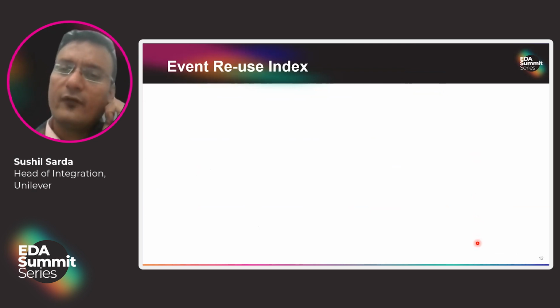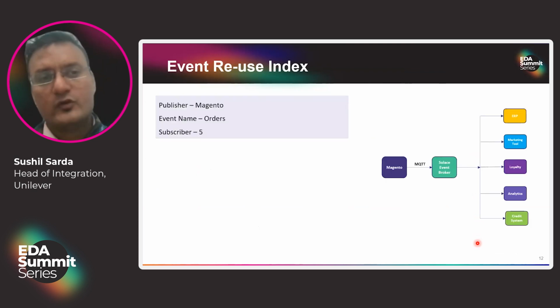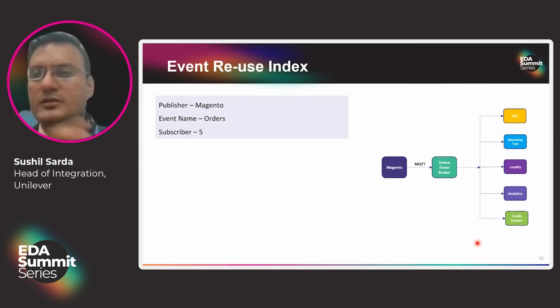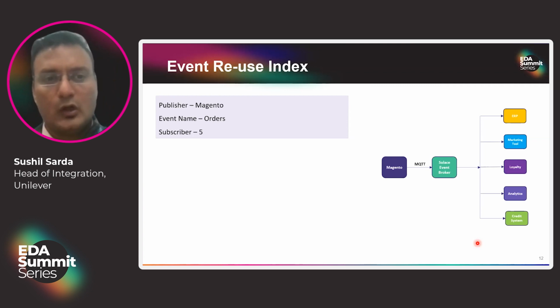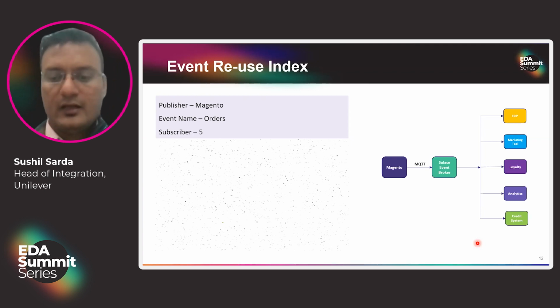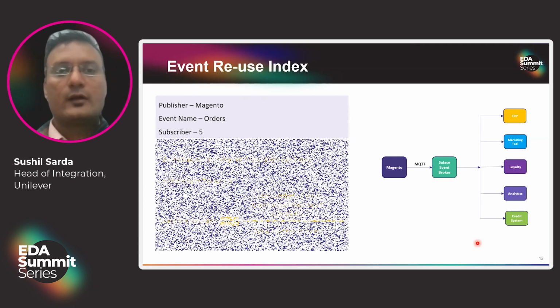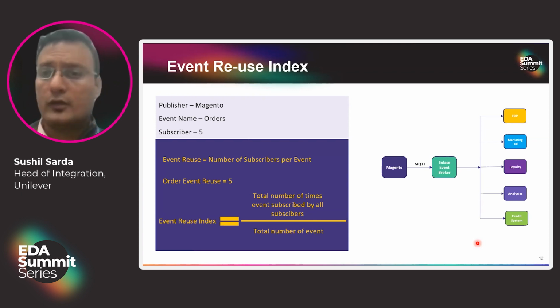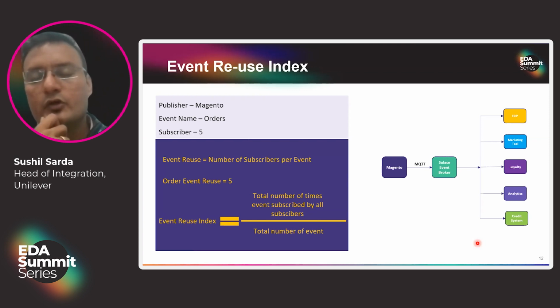How do we measure the effectiveness? One term which we use is event reuse index. In the example which I was explaining earlier, we had published from Magento, the event was orders, and there were 5 subscribers to it. So I can say that my order events are getting reused 5 times. If I take it to org level and compute the overall reuse index, it is the total number of times my various events are subscribed by all the subscribers, divided by the total number of events. So if you have only one event and 5 subscribers, your event reuse index is 5.